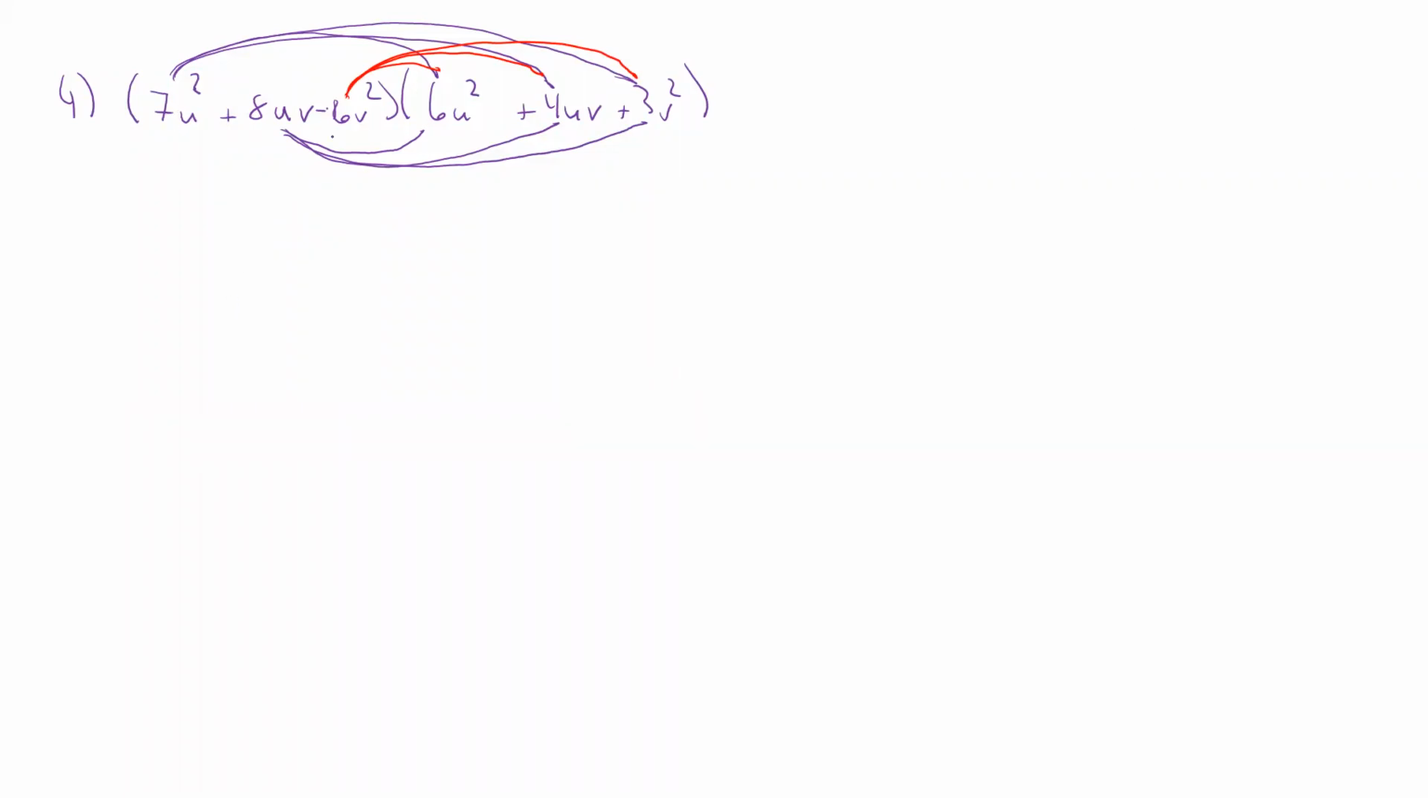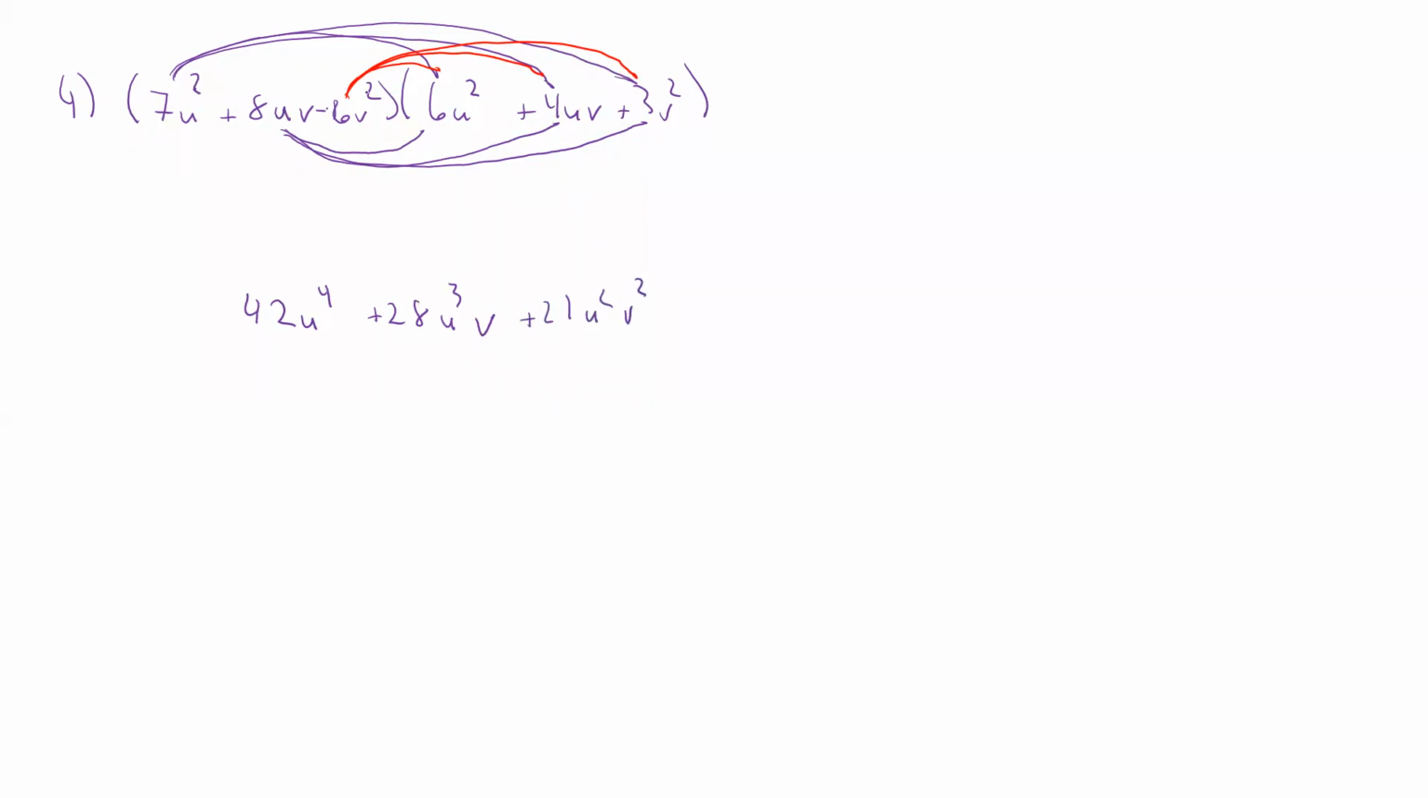So 7 times 6 is going to be 42. Then we'll have u to the fourth, and 7 times 4 is going to be 28. Then I have u squared times uv, so it's going to be u cubed v. Now 7 times 3 is 21, so plus 21 u squared v squared.